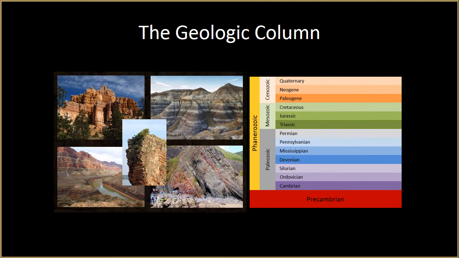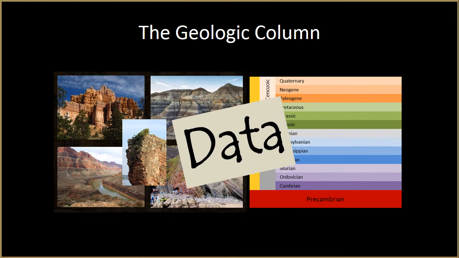All the rock strata around the world that geologists have described in this chart make up what we call the geologic column. These rock layers, their position in relation to each other, and the fossils found in them provide us with lots of observable data.